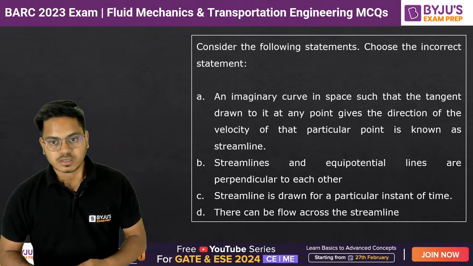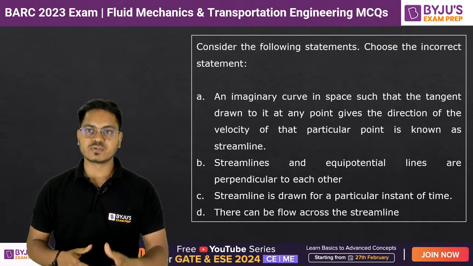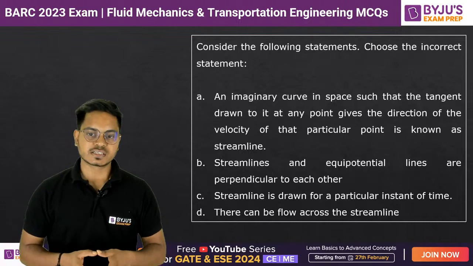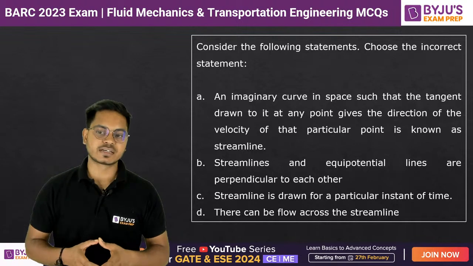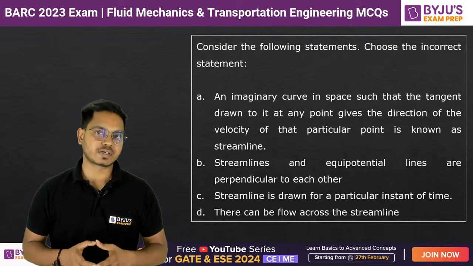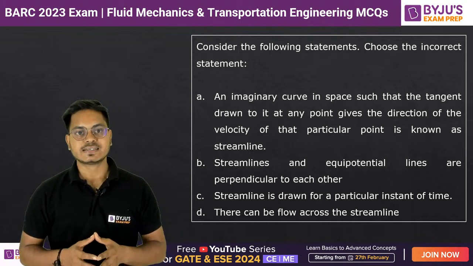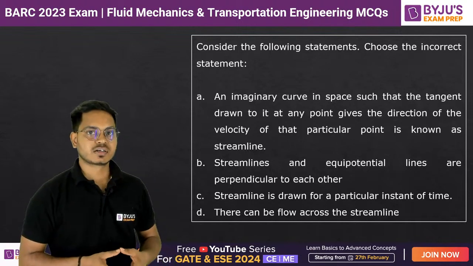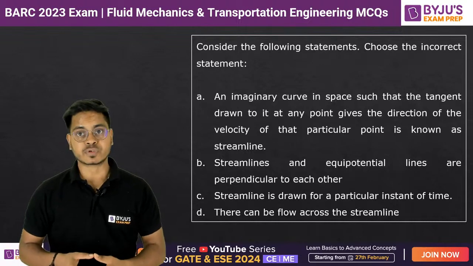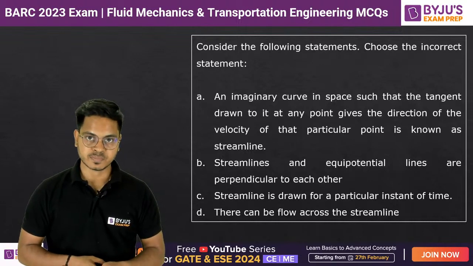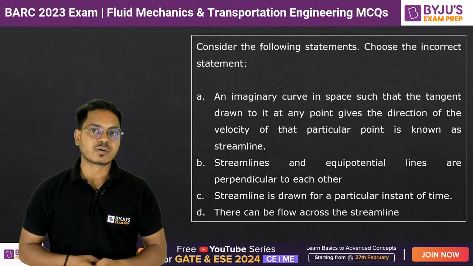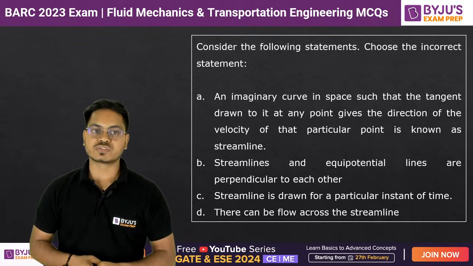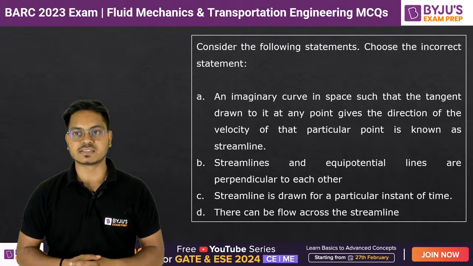Now, here's the first question, guys. Try to answer it. An imaginary curve in space such that the tangent drawn to it at any point gives the direction of velocity at that point is known as a streamline. Streamlines and equipotential lines are perpendicular to each other. Streamlines are drawn for a particular instant of time. There can be flow across the streamline. Can you please quickly answer, guys?